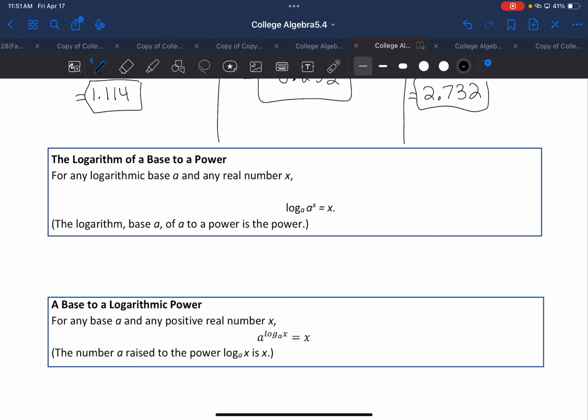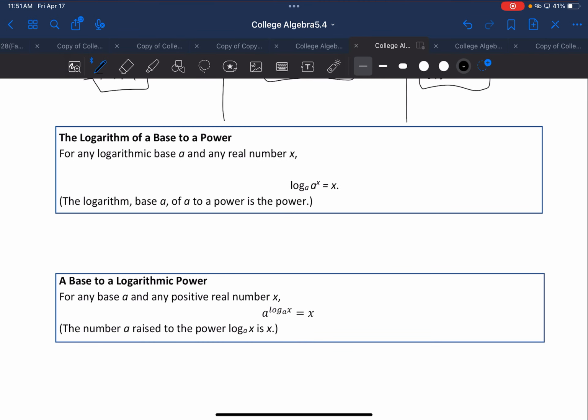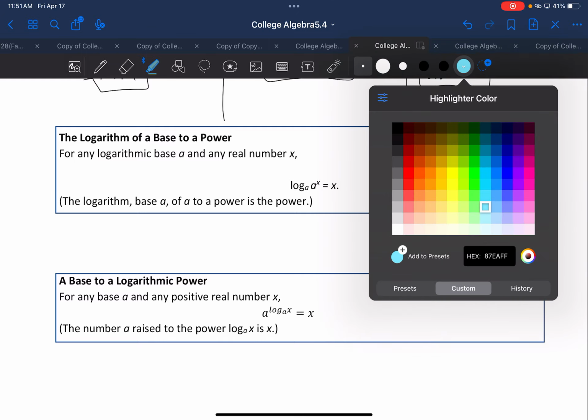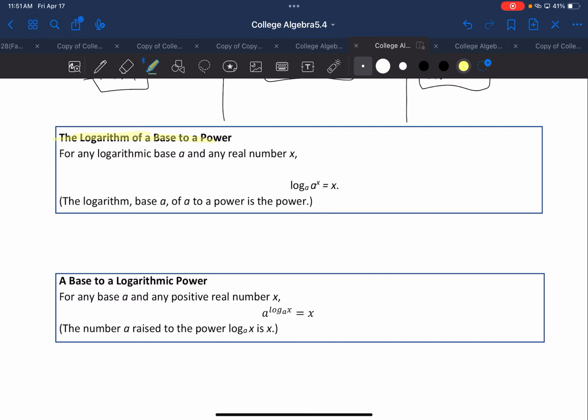Alright, so these are just the last two properties of this section. So this one is called the logarithm of a base to a power. And so this says that if I have log base A of a to the x power, this is just equal to x.